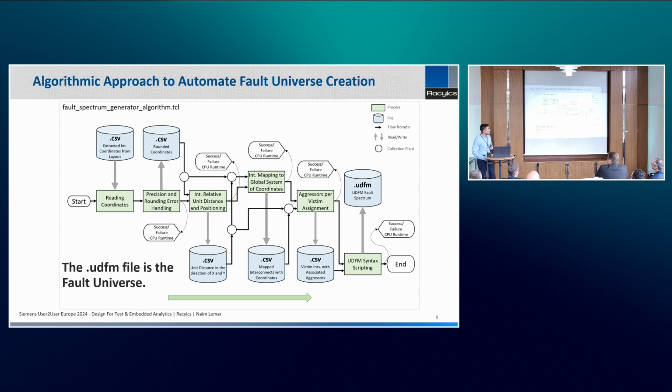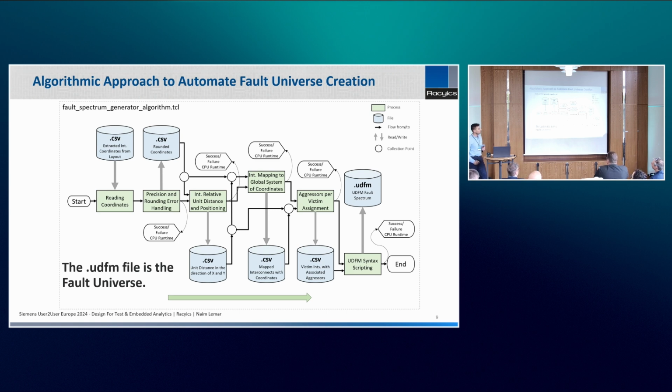And then you need to find the relative unit distance and position of these interconnects in order to find whether this is rectangular or hexagonal. And on the fly, you can map it to a global system of coordinates. For the purpose of debugging, you can generate some files to read and check, but not necessarily. The only file we need is the UDFM.